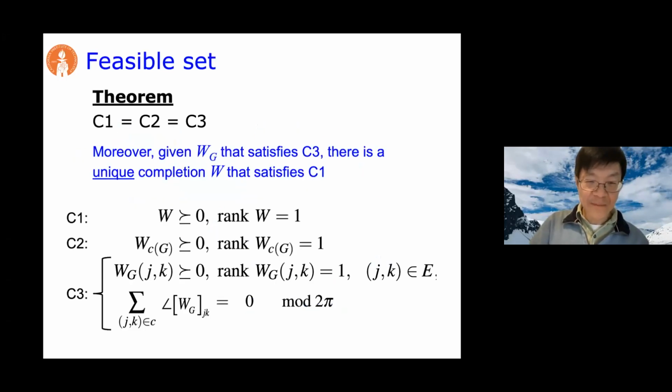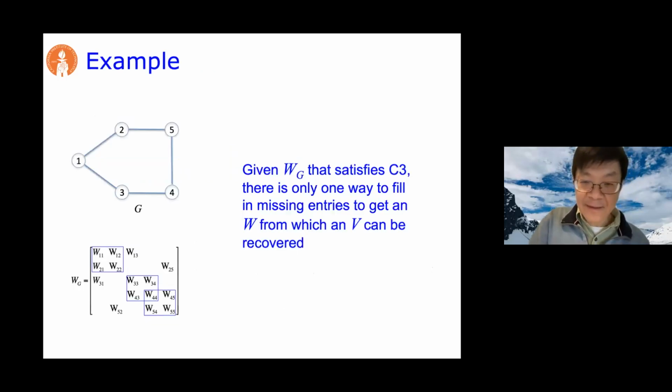Okay, so the 3 conditions are equivalent. Moreover, given a W_G, the sparse partial matrix that satisfies this condition, there's a unique completion. What it means for OPF is that if we get a W_G that satisfies C3, we can compute a unique optimal voltage phasor, unique up to a reference angle, that is optimal for the original non-convex OPF. That's what it means. So when W_G satisfies C3, there's only one way to fill in the missing entries to get a full matrix W, from which a V can be recovered through spectral decomposition.